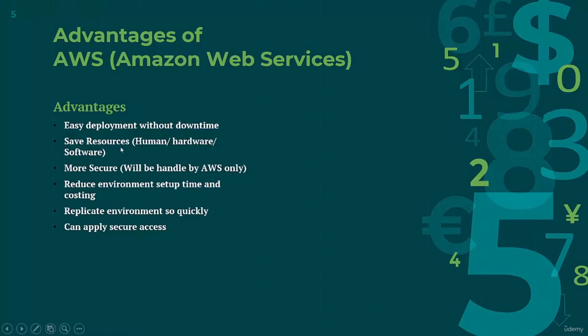We are saving a lot of resources here. Human resource, hardware resource, software resource, you know that. Okay, let's take an example. I need 5 Windows machines. So I have to purchase 5 laptops, 5 operating systems, and we have to install different software on that. And I want that for 10 days only. So again, after 10 days, there is no use of these 5 laptops. But in the case of AWS, we can simply create 5 virtual machines, use them, and after 10 days, we can simply kill them. So it is going to save a lot of human resource, hardware, software resources, and ultimately it is going to reduce environment setup time and cost as well.